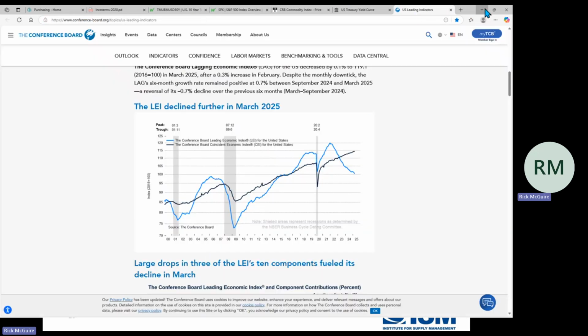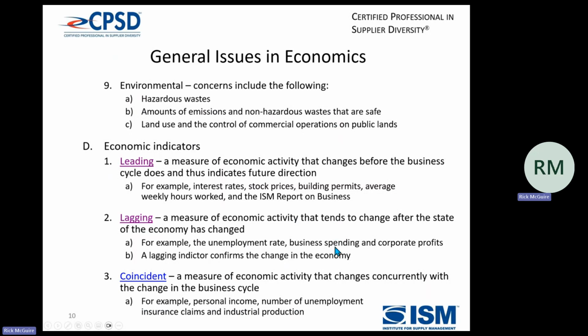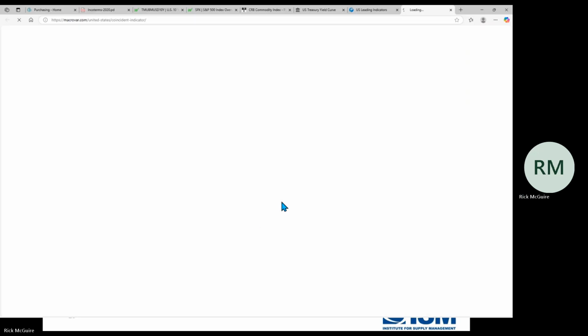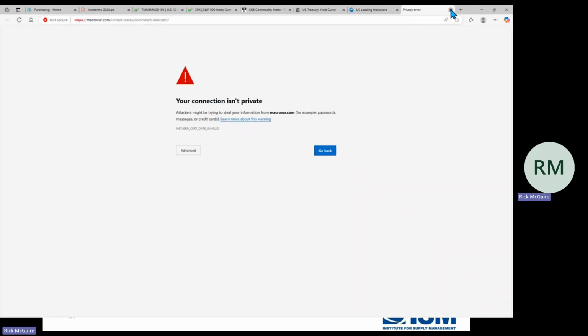Lagging are things that change after the economic cycle has changed. Corporate profits, business spending, unemployment rate, these are all lagging indicators. And then there's coincident indicators, things like personal income, number of unemployment insurance claims, industrial production. These things change with the economy. And it won't let me go there either.